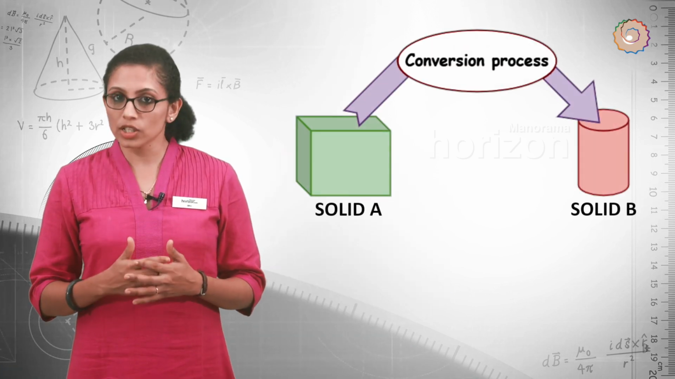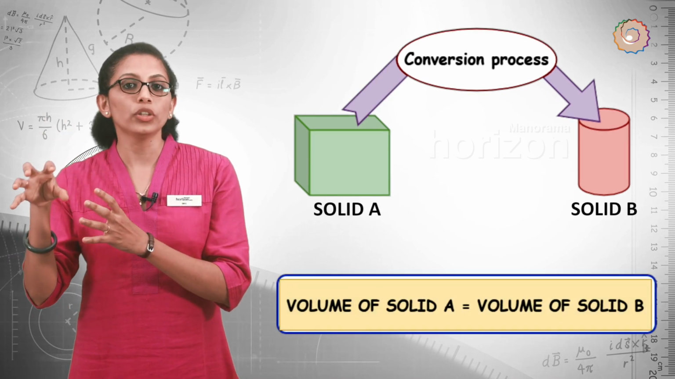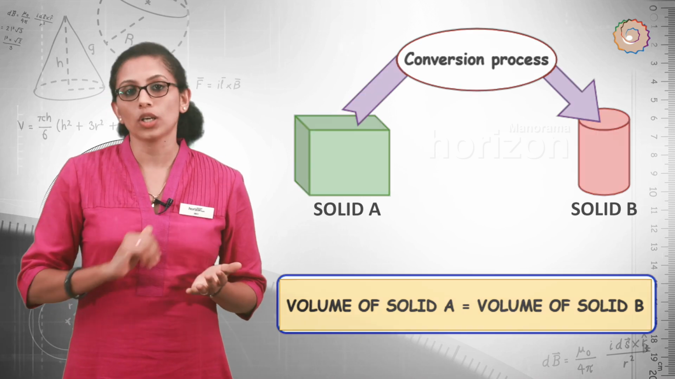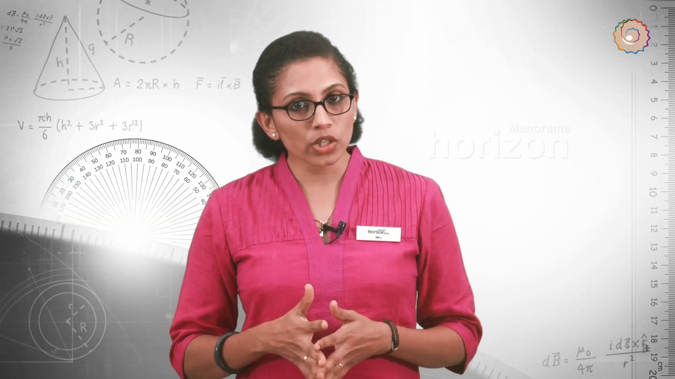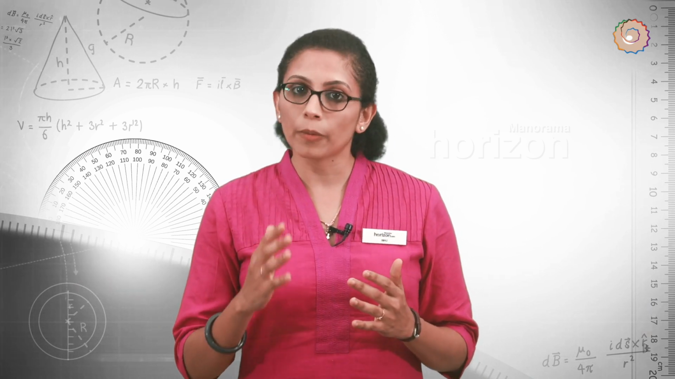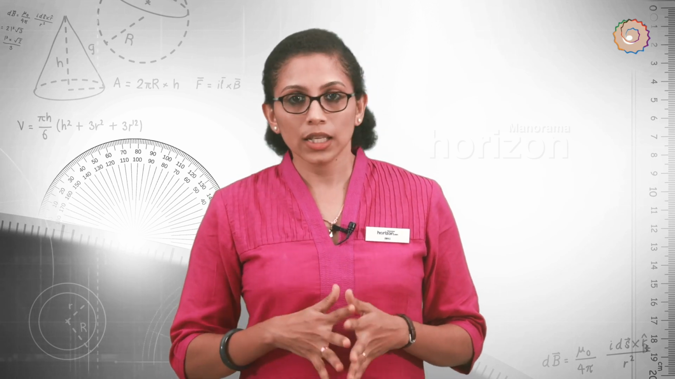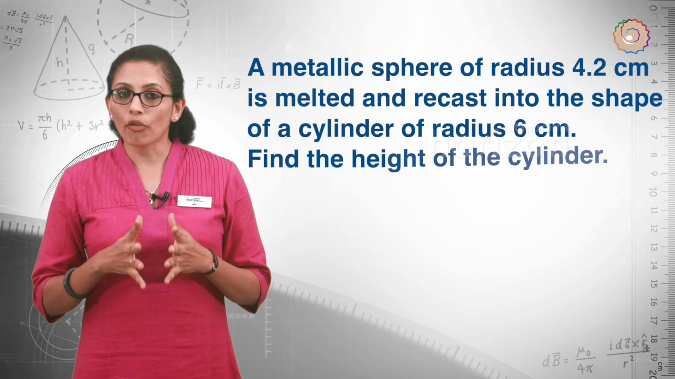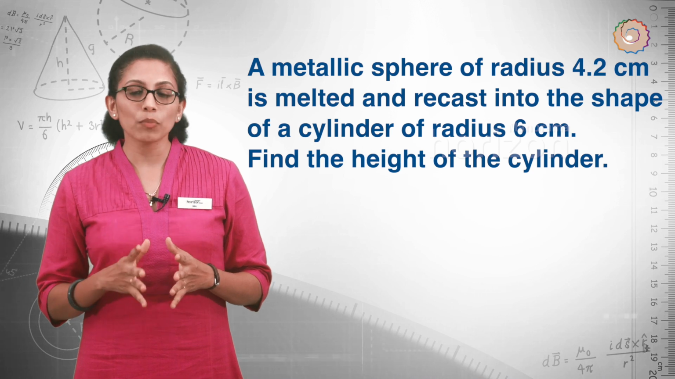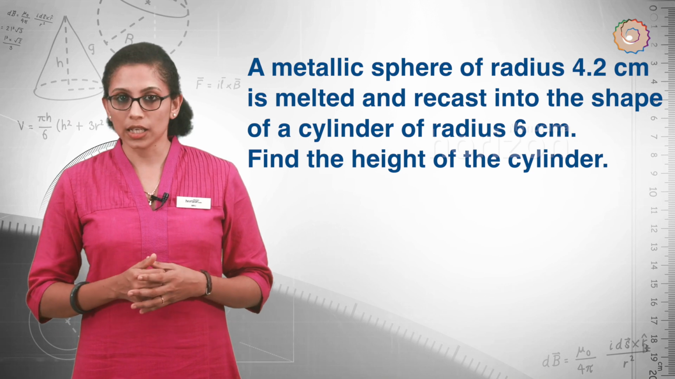While doing such a conversion process, we can see that a new solid is formed and the volume of the new product will be the same as the volume of the solid before conversion. Now, in this section, we will learn problems involving conversion of solid from one shape to another with no change in volume. Let's see the problem. A metallic sphere of radius 4.2 cm is melted and recast into the shape of a cylinder of radius 6 cm. Find the height of the cylinder.